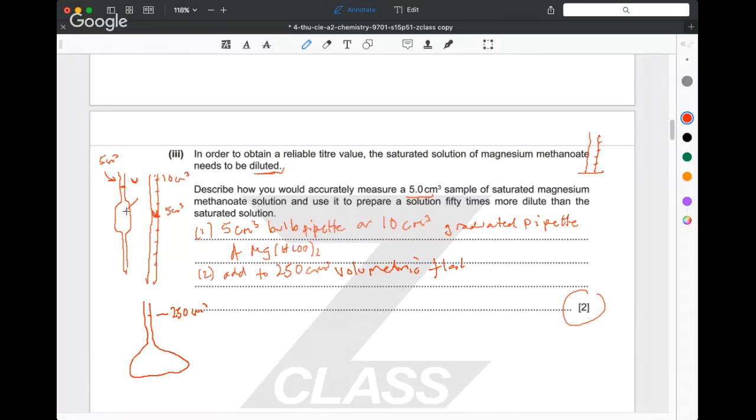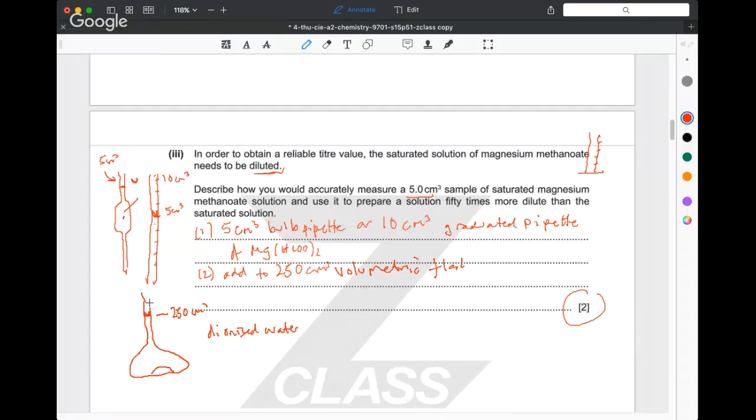So what you do is you take the liquid that you measured and you put that into the flask. It'll just be a little bit of liquid down the bottom there. And then you fill the rest of this up with deionized water. You fill it up very, very carefully until your meniscus just reaches that mark there. And then you know that the 5 centimeters cubed has now been made up to 250 centimeters cubed.